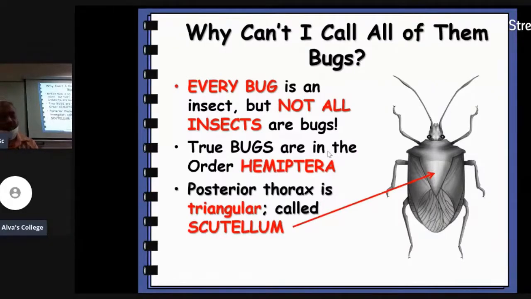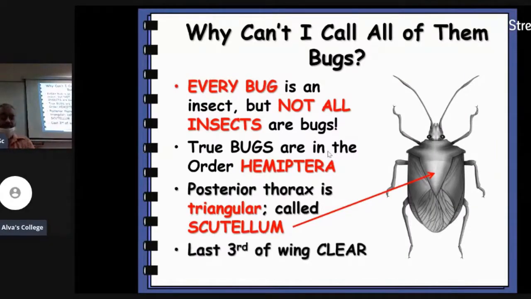It also encroaches into the abdominal region. So that is what is called the scutum. So all bugs which have different texture of wings and have this triangular piece, they all belong to bugs.